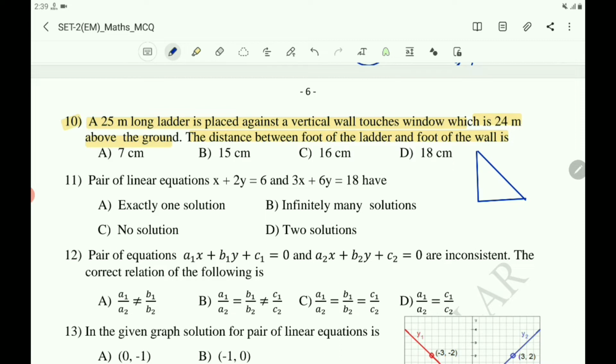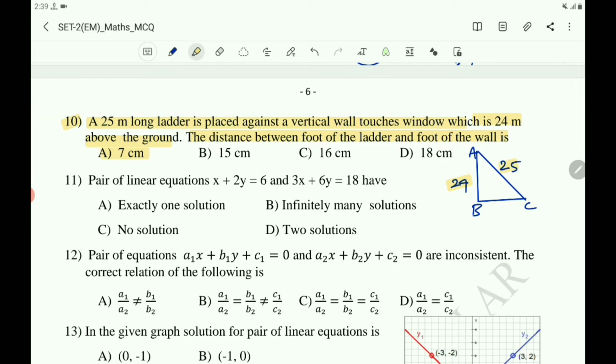This is the distance between the foot of the ladder and the foot of the wall. Take AB as the wall and AC as the ladder. Here we have to find BC, and the length of the ladder is 25 and this is 24. If you know the Pythagorean triplet, you will get the answer easily. The answer is exactly 7 centimeter, because you must know that 7, 24 and 25 are Pythagorean triplets.